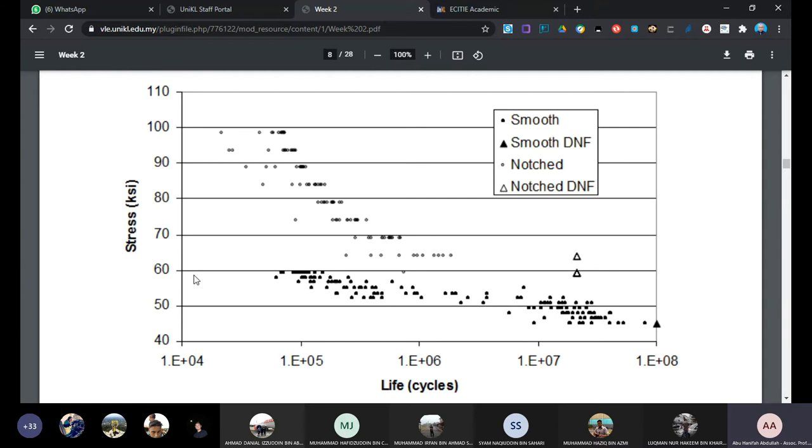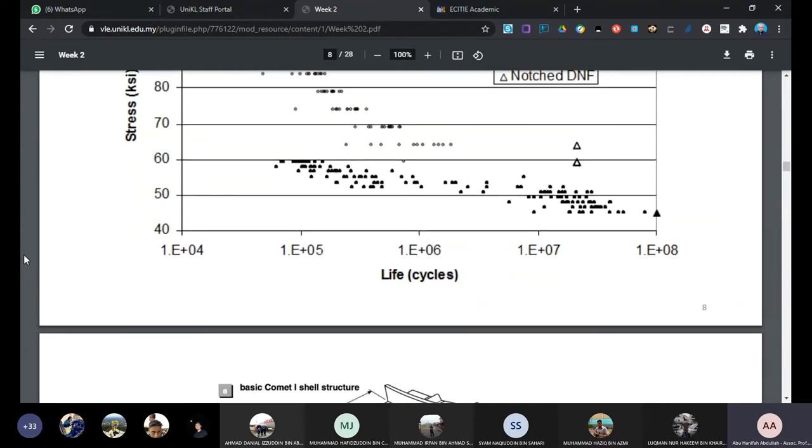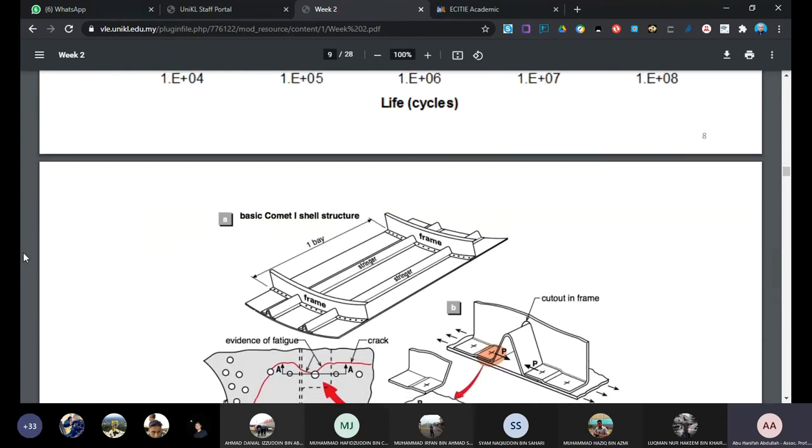And obviously as you have higher stress, the life cycle is lower. As you reduce the stress, you go down this level, then you can see the life can be very long. Or if you even put it very low, near 40 only in this situation, the life cycle could go on forever. So this is how the structure material behaves.